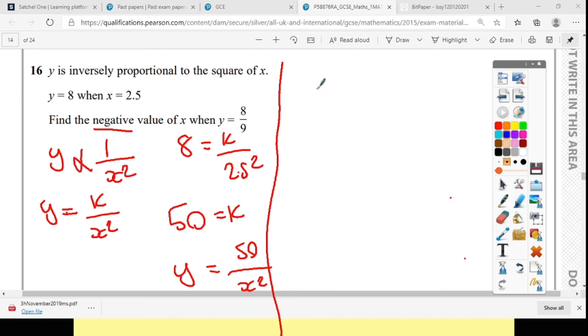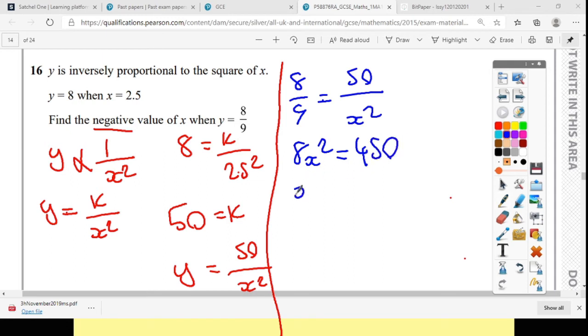Okay. Now we need to find a negative value of x when y equals 8 ninths. So I've got 8 ninths equals 50 over x squared, and all I have to do is solve it. I'm going to cross multiply by multiplying both sides by 9, and then multiplying both sides by x squared. So I've got 9 times 50, which is 450.